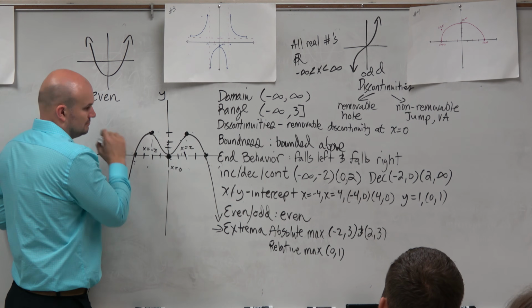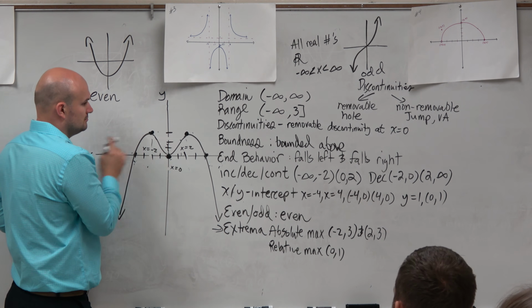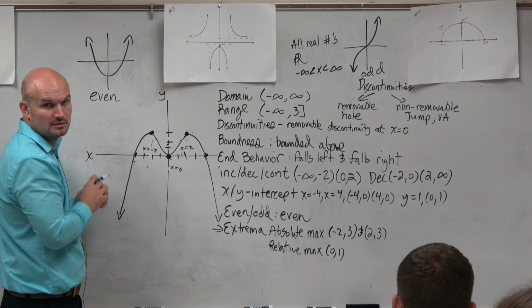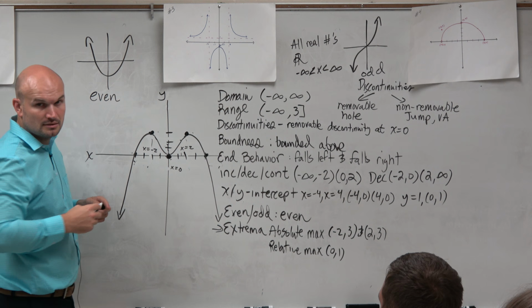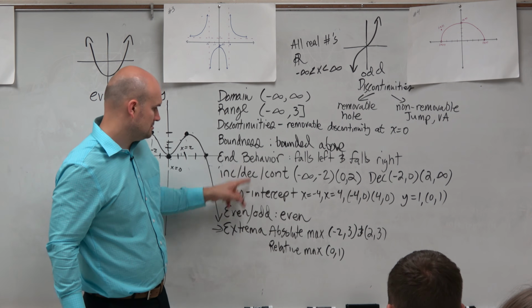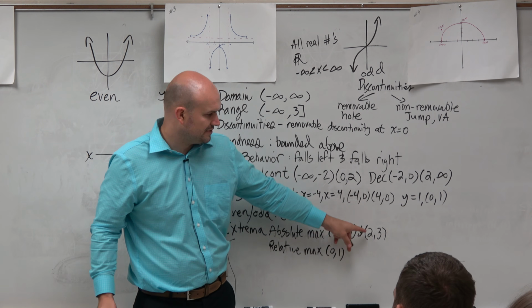So the 2 points at the top, how you said they were both a max and min? No, they're just both maxes. They're not both mins. These 2 points are both maxes. They're absolute max: -2, 3, and 2, 3.